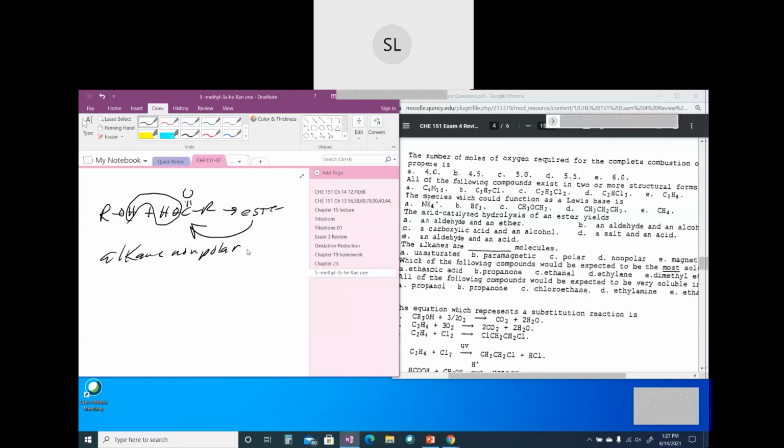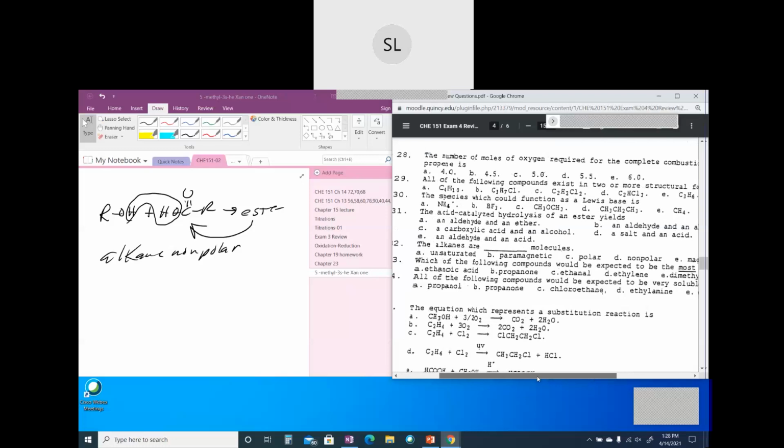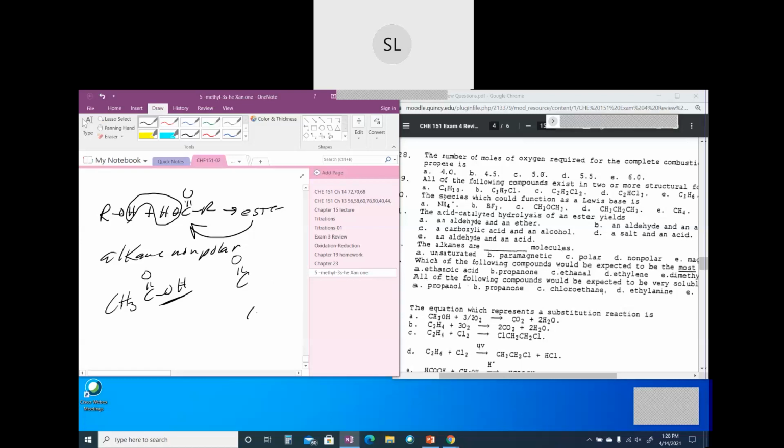Which of the following compounds do we expect to be the most soluble in water? All right, like dissolves like. Ethanoic acid, that's going to be a very good choice. CH3-C(=O)-OH. You've got an OH, yes. Propanone does not have an OH, that's simply a C=O. Ethanal does not have an OH either.